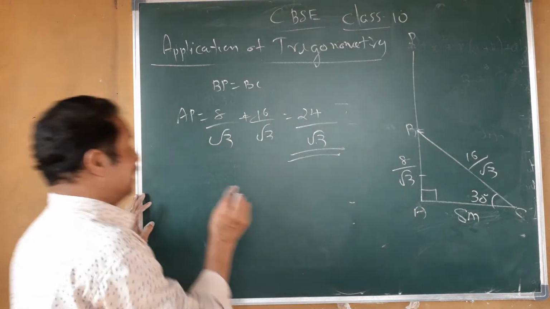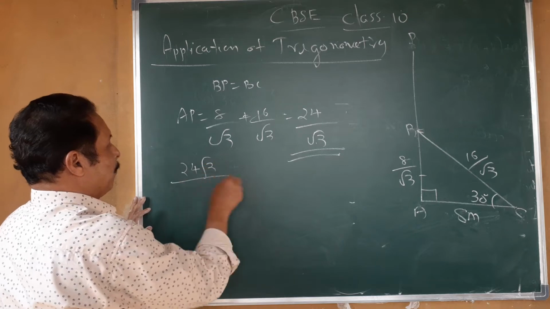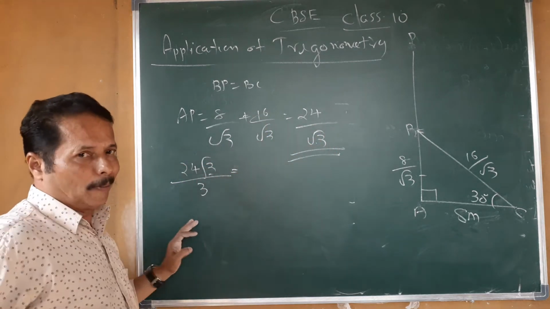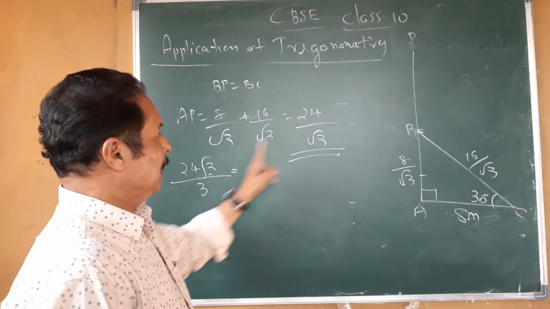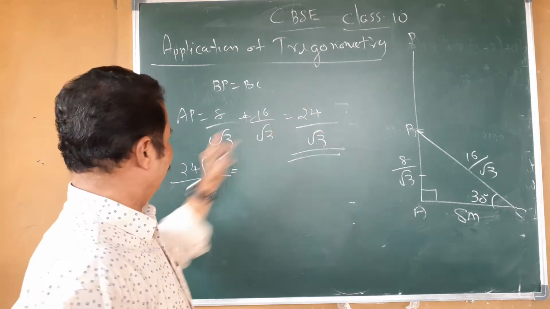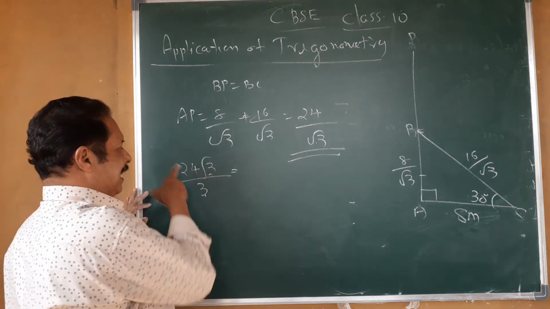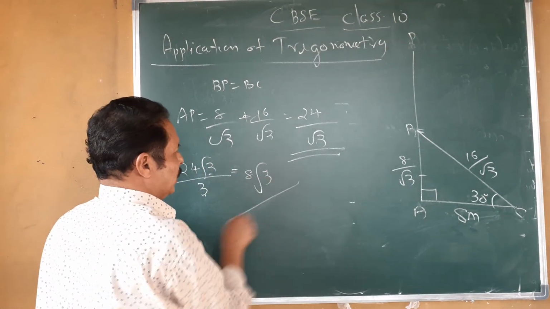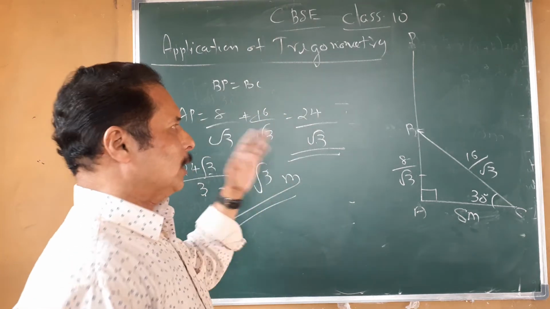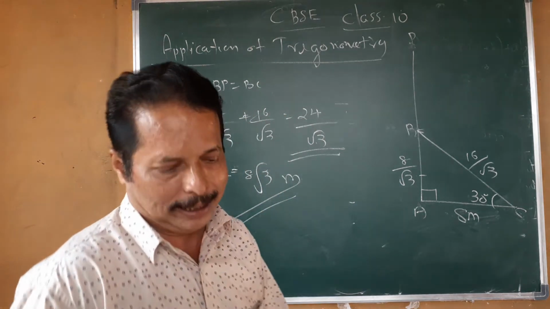And you know, rationalize the denominator, multiplied by root 3 on both sides. Root 3 into root 3 equal to 3. You remember the steps in 9th standard? Multiplied by root 3 here, root 3 into root 3, 3, and 24 root 3. 3 cancelled into 24, 8 root 3. So the answer is 8 root 3 meter. So the total length is 8 root 3 meter.